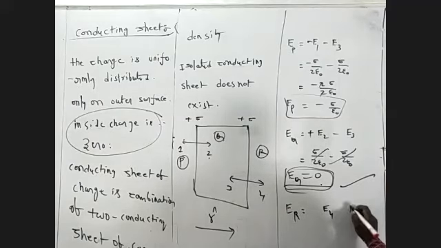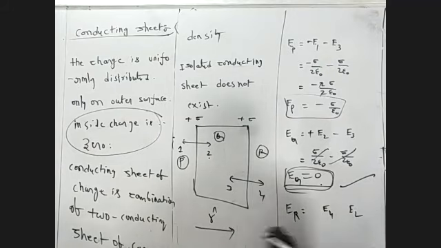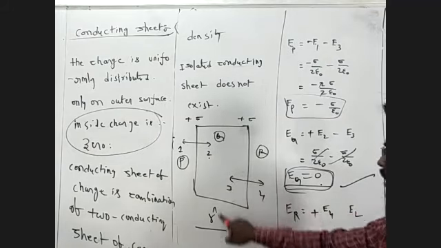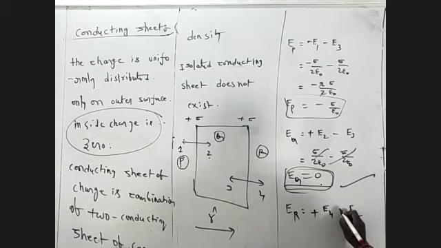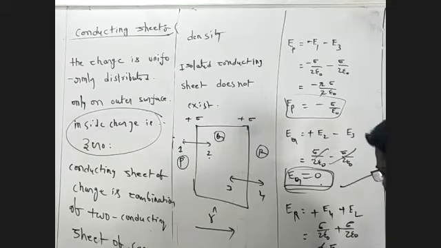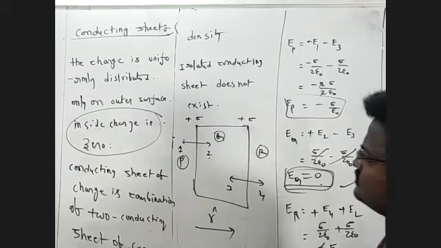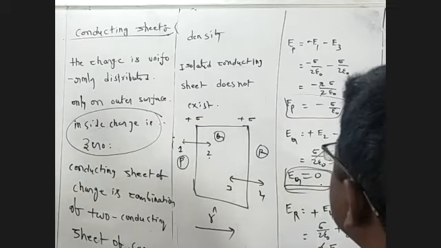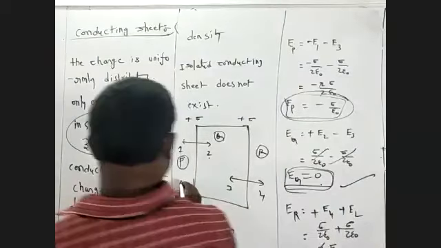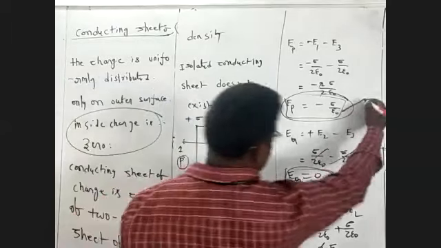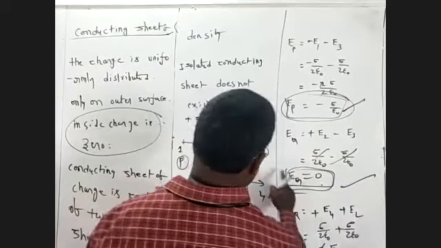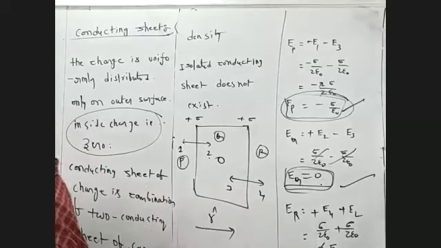E1 and r cap are both in the same direction, and E2 and r cap are both in the same direction. Now we are taking the first region. E1 plus E2 is sigma by 2 epsilon naught plus sigma by 2 epsilon naught. Now this is 2 sigma by 2 epsilon naught, and the 2s cancel, so this is sigma by epsilon naught. Here it is minus sigma by epsilon naught, and outside it is plus sigma by epsilon naught. Inside is 0.